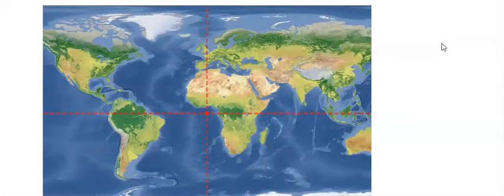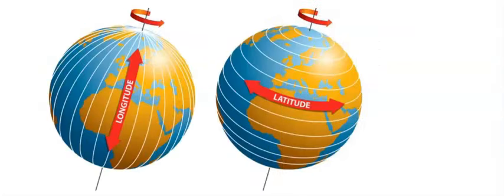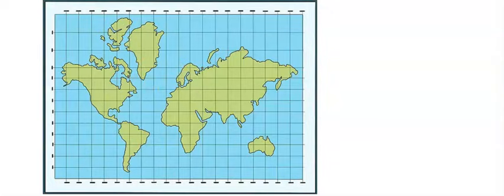The Earth is divided with invisible grid lines. With these grid lines, we can locate any point on a map on Earth. This is like plotting a graph on a Cartesian plane. The Earth is divided with latitude and longitude lines. These lines are drawn equidistant from each other.